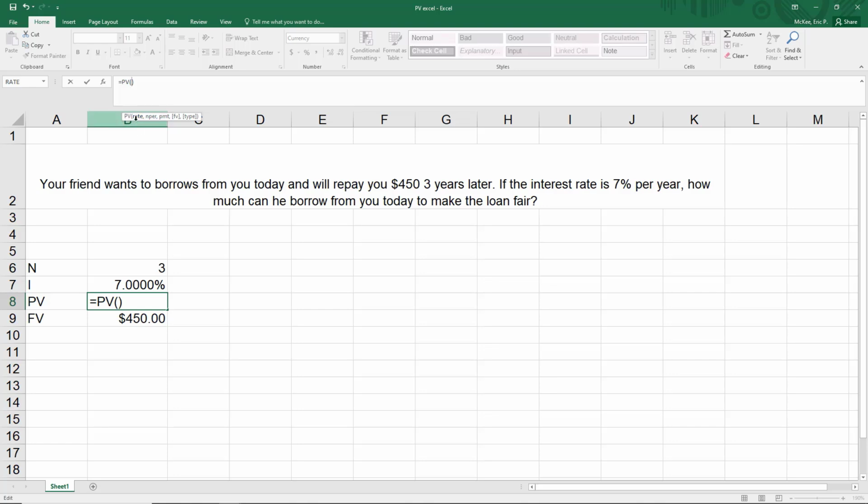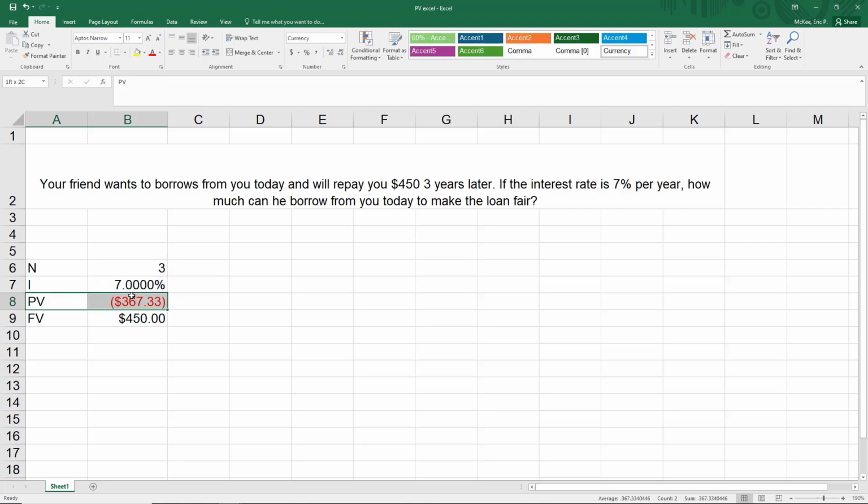So instead of typing in 0.07 for rate, I entered the interest rate here in B7 in preparation for this. So I type in B7, and now a cell is highlighted because Excel is going to look at B7, take whatever value I put in there, and use that as the interest rate. Number of periods was in B6. Payment, there is nothing to do for cell references here because it's always going to be 0. There's no payments in this type of question. And then future value is B9, and we can once again just leave type as default.